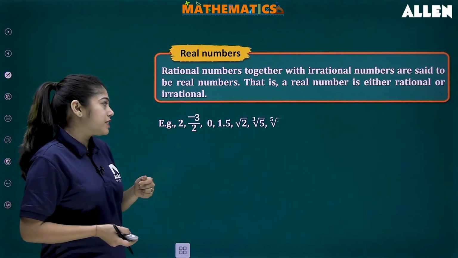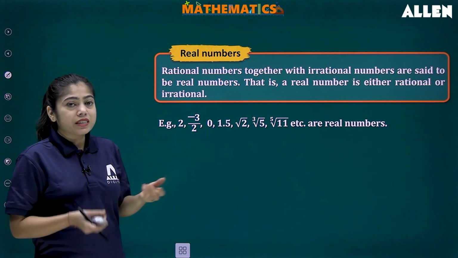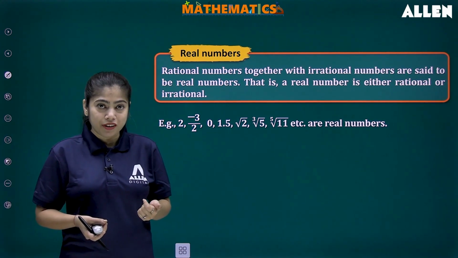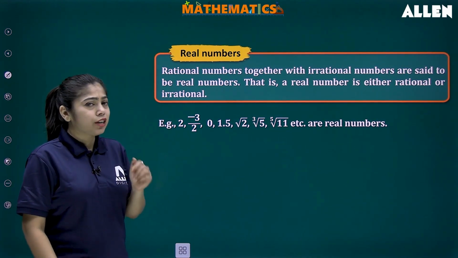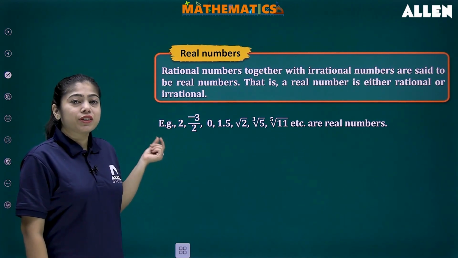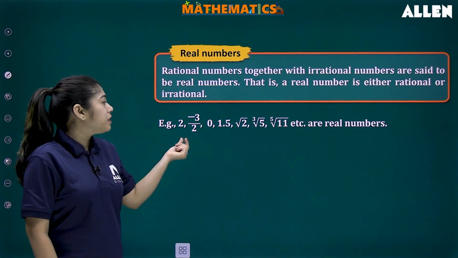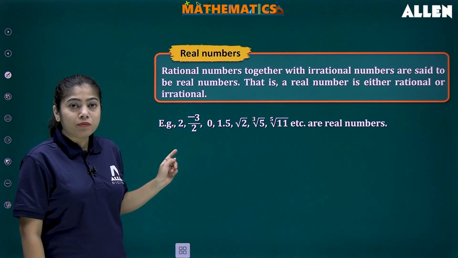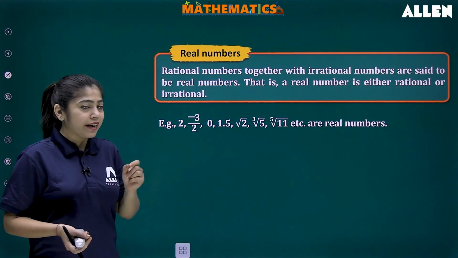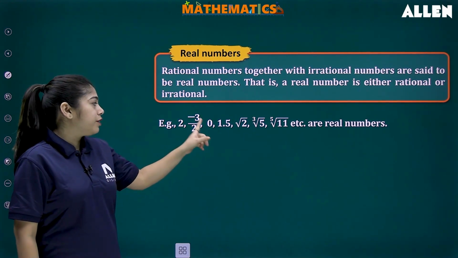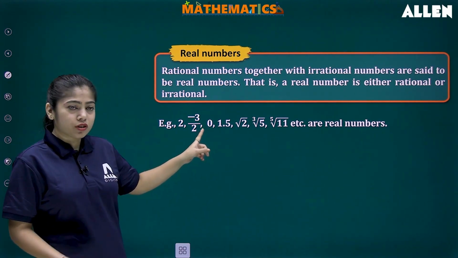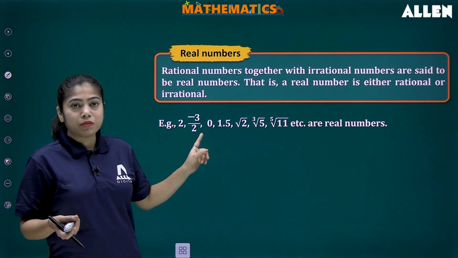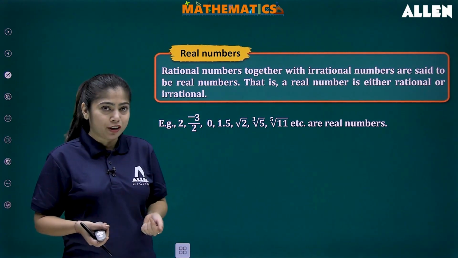For example, we can see over here 2. Now 2 is a rational number because it can easily be expressed in the form of p by q, right? Where p and q are integers and q is not equal to 0. So yes, the first number is rational. The second one, minus 3 upon 2, is also a rational number because it is in p by q form where p and q are integers and q is not equal to 0. After that, you can see 0. 0 is also a rational number. Next, 1.5. 1.5 is also a rational number because it can be expressed in p by q form.